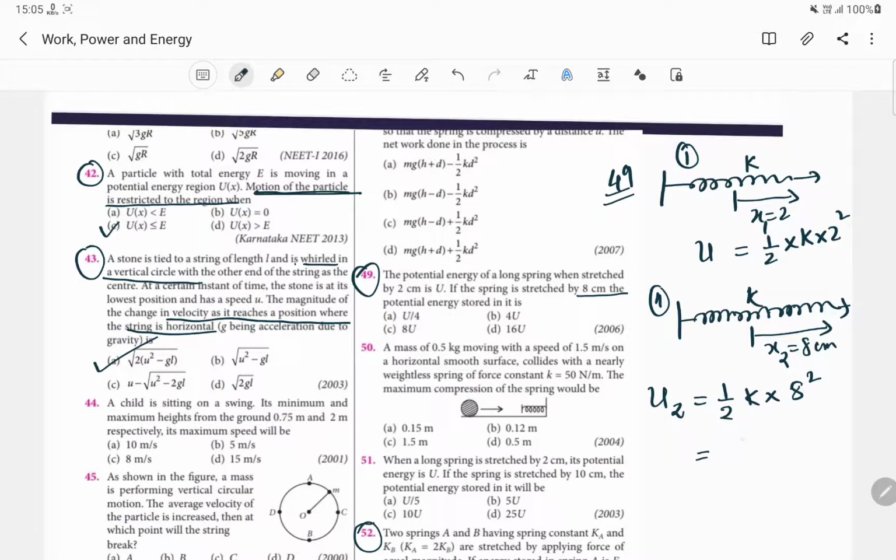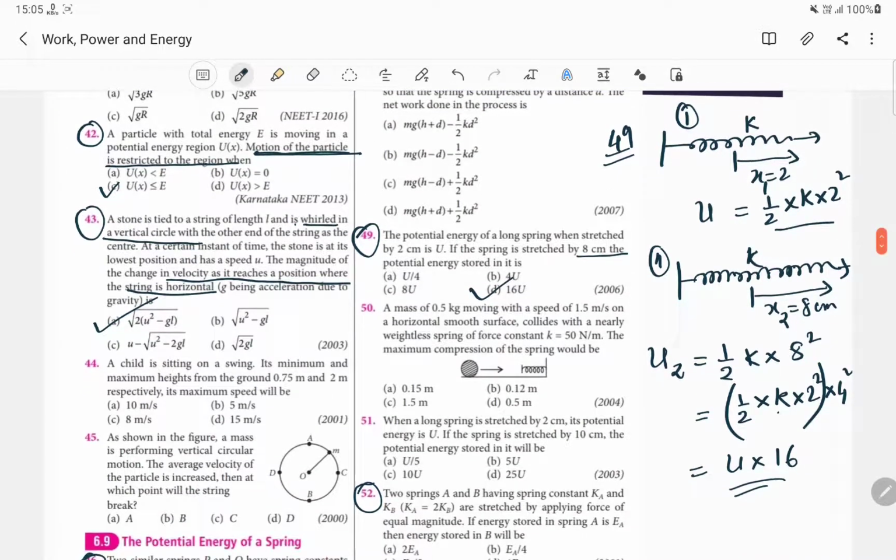Can we write it like this? Instead of writing this 8 square as half K into, we can also write 4 square into 2 square. Therefore we know that half K into 2 square is nothing but U into 4 square, which means it will be 16. Our answer will be 16U. Option D will be our correct answer.